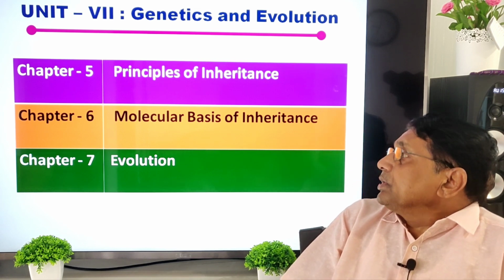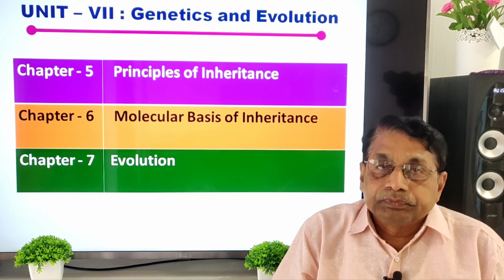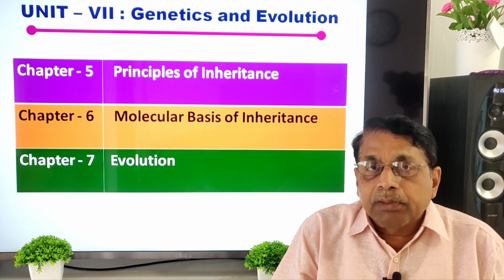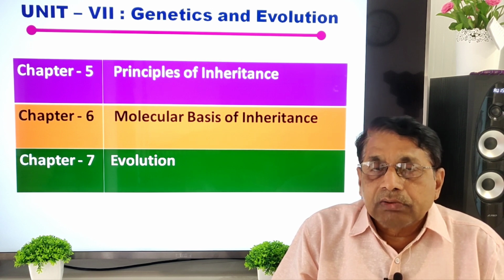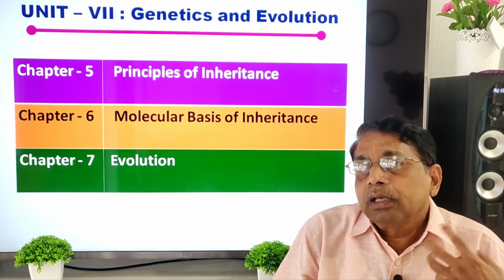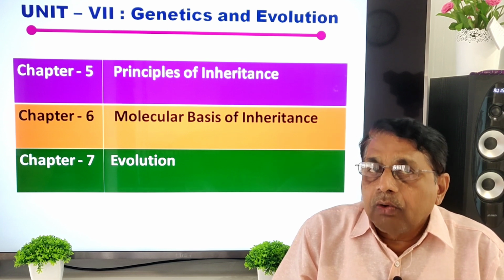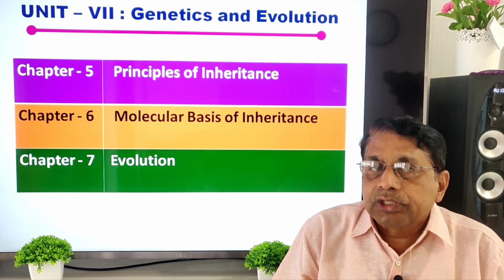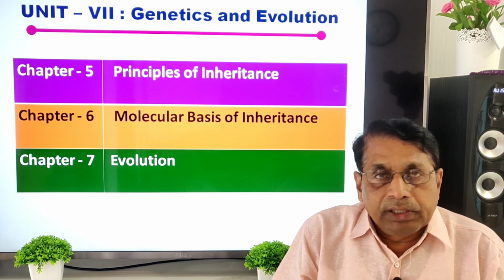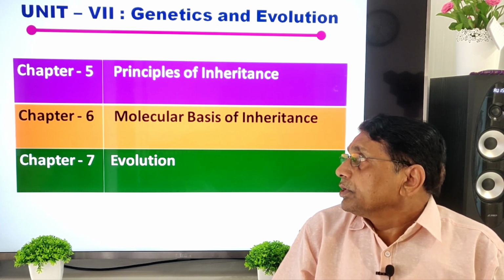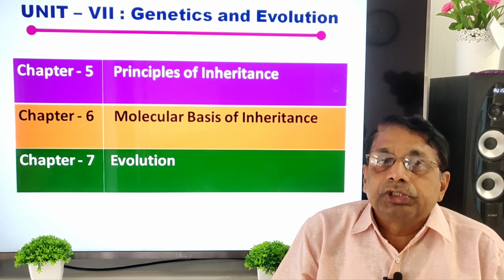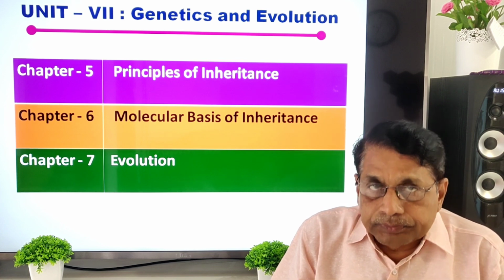Then molecular basis of inheritance. So genes are there. In fact, at the time of Mendel, he did not know what is a gene, what is DNA, what is RNA, what is a cell, what is a nucleus. But he was able to explain the inheritance. But now, in the 20th century, a lot of work has been carried out with the knowledge of DNA. Then here we will study how it has been established beyond a doubt that genetic material is DNA.